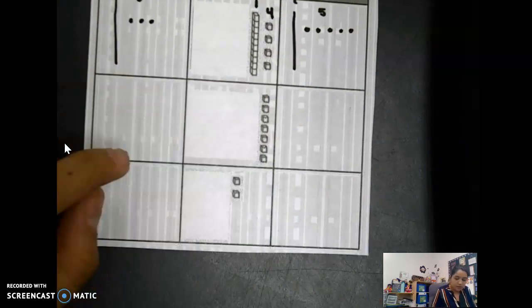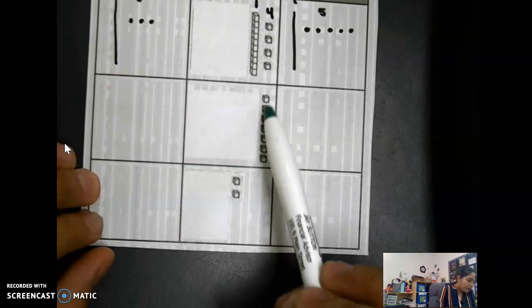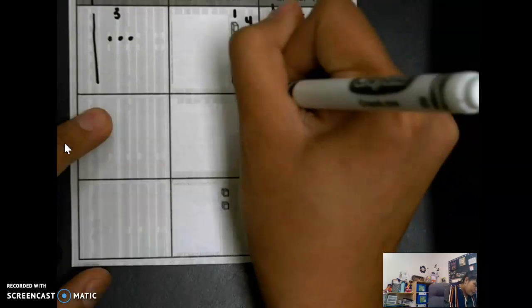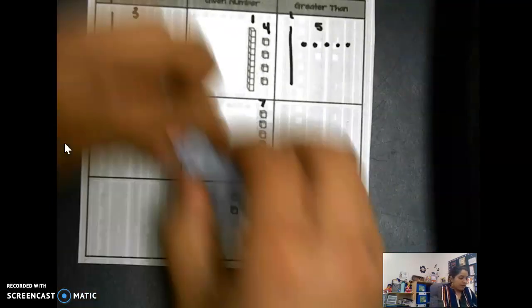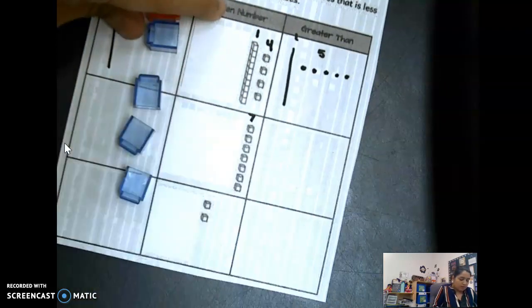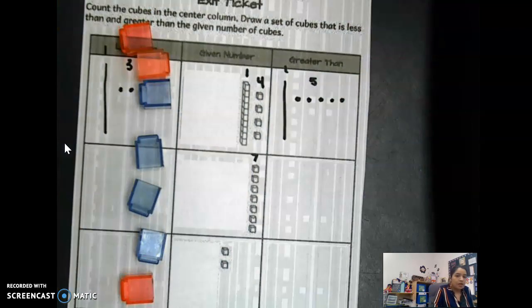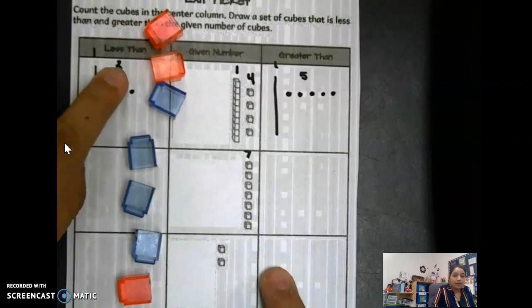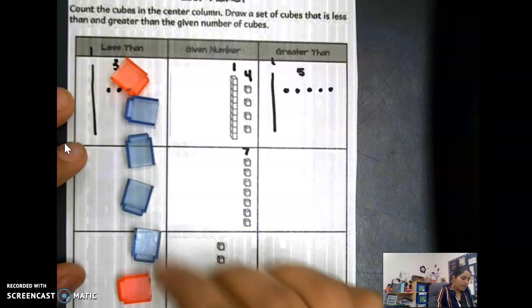So how many ones do we have? Let's count them. 1, 2, 3, 4, 5, 6, 7. So I'm going to go ahead and write down 7 for our ones. So we have 7 ones. Just like this. 7 ones. So what did we say we can do when we need a number less than? Take away. Good job.